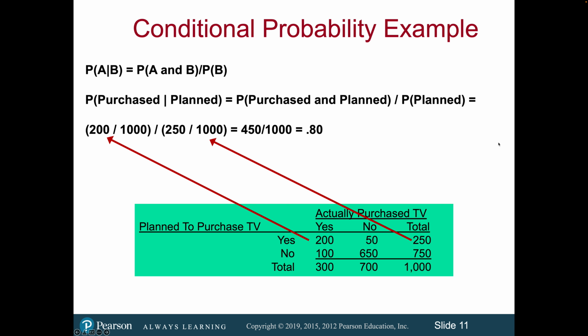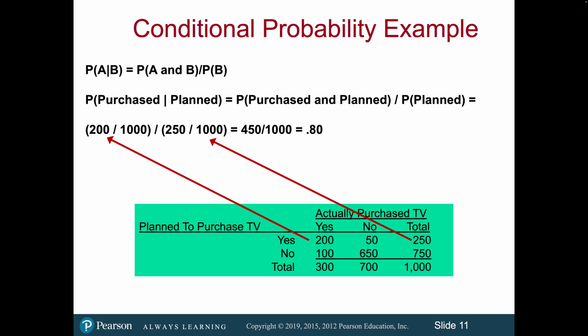Now, let's look at an example. So here's the formula. We have the probability of A given B. So we have to calculate the probability of A and B and divide by the probability of B. So we want the probability that someone purchased given that they planned to purchase. All right, so let's play it out. First thing we need to do is get the probability that they purchased and planned. Well, that's the 200. So we have 200 out of 1,000.